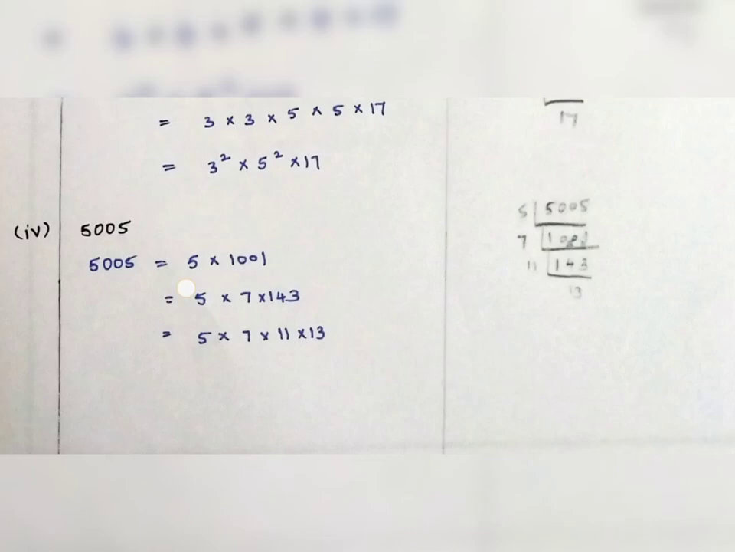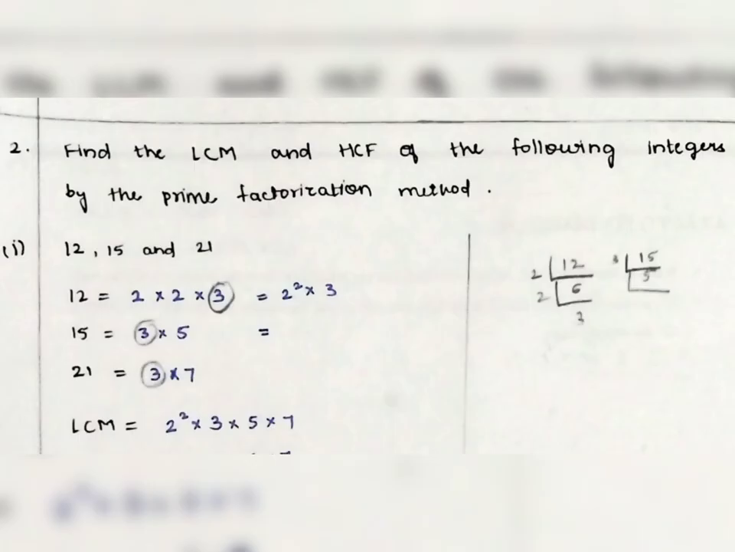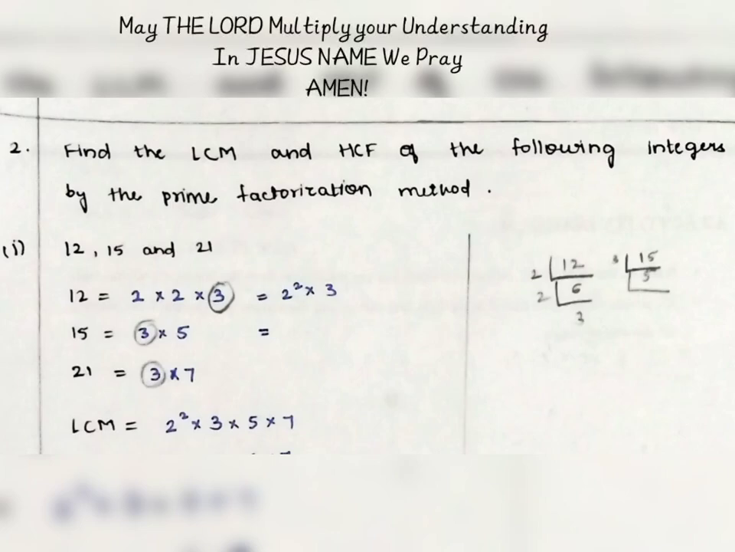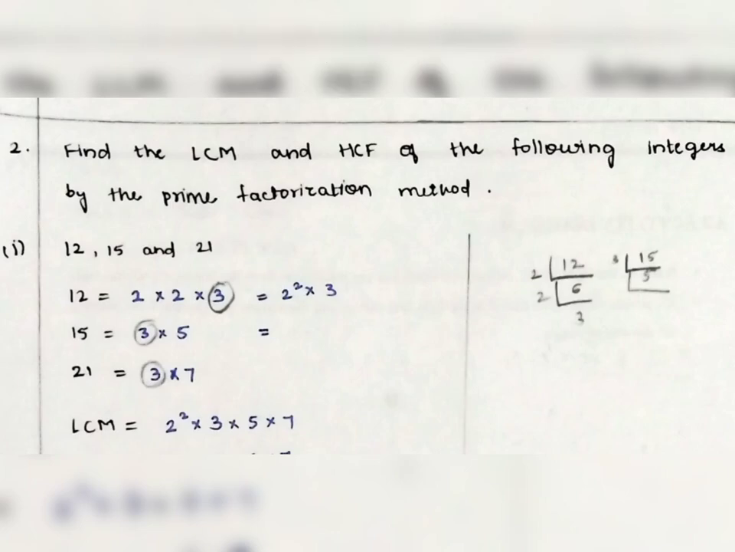Next, coming to the second question, find the LCM and HCF of the following integers by the prime factorization method. First one is 12, 15 and 21. We have to do it by prime factorization method. We have to factorize until we get the prime factors. For 12 it is 2 square into 3. For 15 it is 3 fives are 15. For 21 it is 3 into 7.